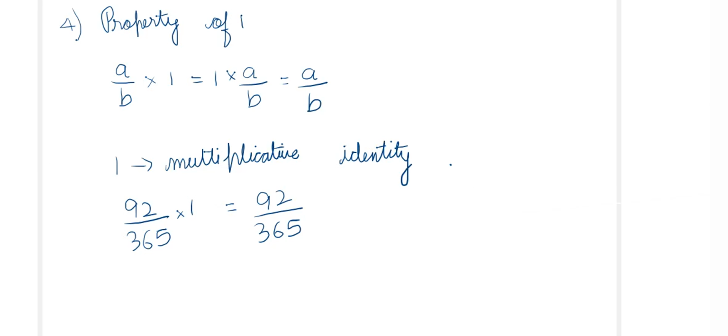So now let's move on to the next property. Our next property is multiplication by 0.